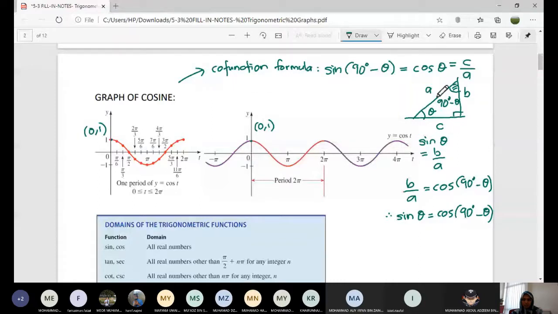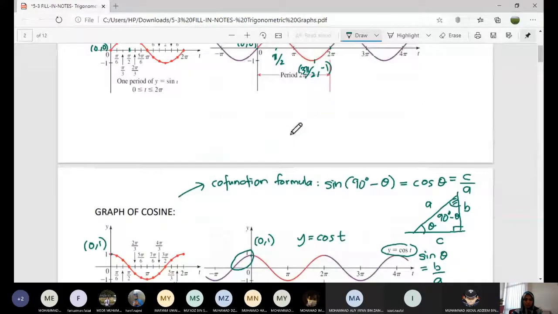C over A is cos theta, and it is also sine of 90 degrees minus theta. This is one cofunction formula. So if you look back at this part, this is actually theta minus 90 degrees. So we have here y equals cos theta, or y equals cos t. Okay, the graph of cosine.